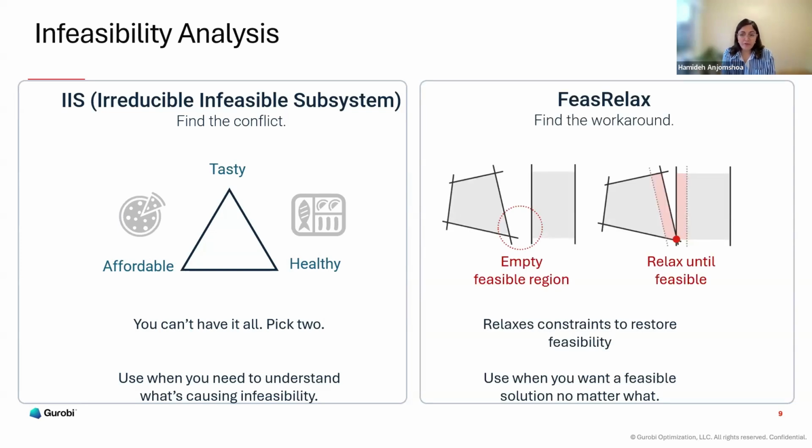And the next is, okay, fine. Now what is the workaround? My model is infeasible. These are my constraints that are not working together.